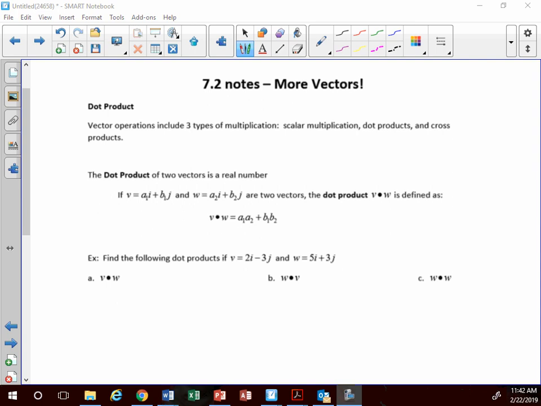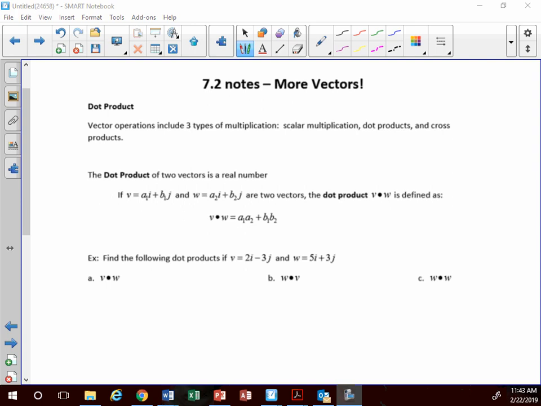All right, guys, so we're going to talk about multiplying with vectors today. We have done scalar multiplication so far. There are other ways you can multiply. We're going to do what's called a dot product today. There are also cross products, but we're going to focus on dot products.